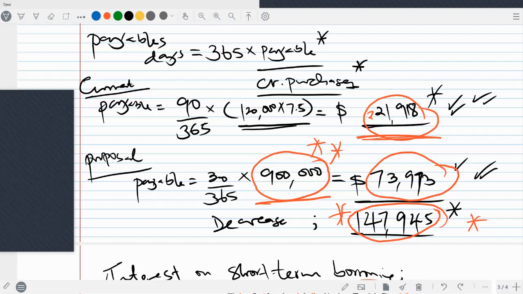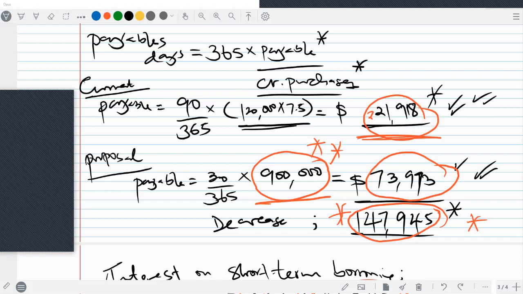Okay, but see, for 30 days, the value drops to 73. Yes, 73. At any point in time, the amount you'll be owing the supplier is equal to 73,000. It drops from 221 to 73. Okay, continue. So isn't that good?